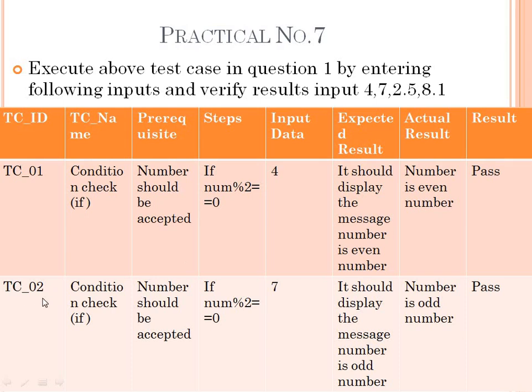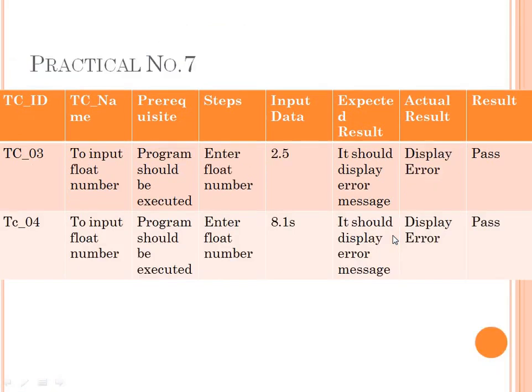Test case number 2 is also named condition check, where we check the if condition. The prerequisite is that the number should be accepted. The step is the same condition, if number mod 2 is equal to 0. If we enter the input data 7, the expected result is that it should display the message number is odd number. If it displays the odd number message, the status is pass, otherwise it is fail.